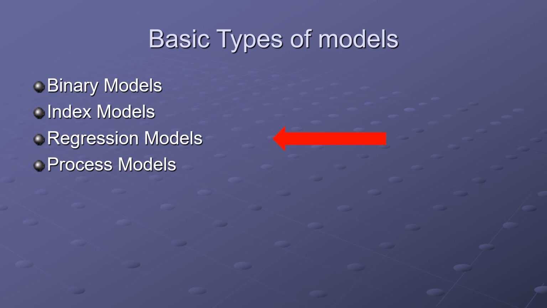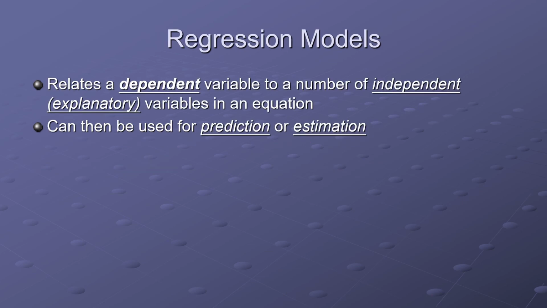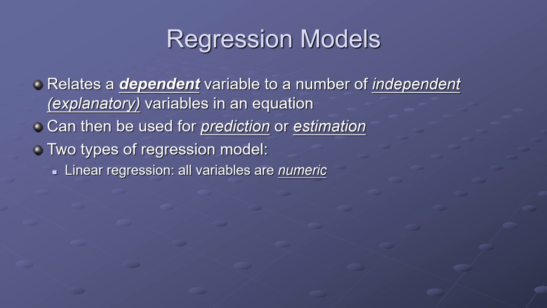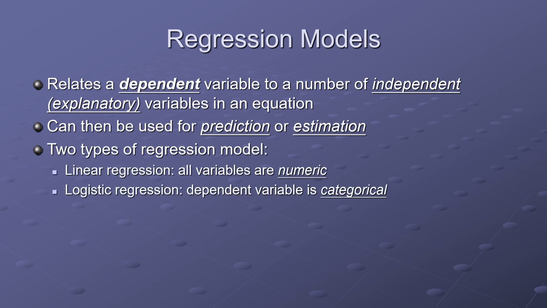Okay, next is the regression model. For regression models, you just need to know that it uses a regression equation to generate the values in your model. In other words, it relates a dependent variable to a number of independent explanatory variables in an equation, and you can use this for prediction or estimation. We use two types, linear and logistic. Linear is for numeric regression, logistic has a categorical component.